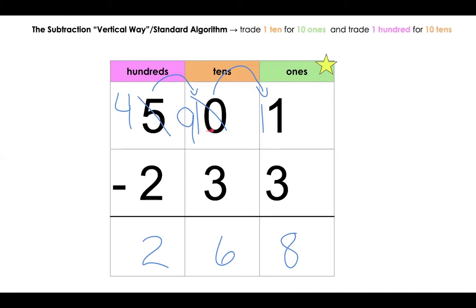So then I had 10 tens, only 4 hundreds left, but I still needed more over here in the ones place. So I took 1 of the 10 tens and traded it for 10 ones. So now I had 11, take away 3, which was 8, 9, because I traded that 10 for my 1, minus 3 equals 6, and 4 minus 2 equals 2.